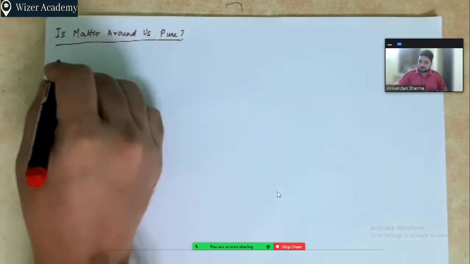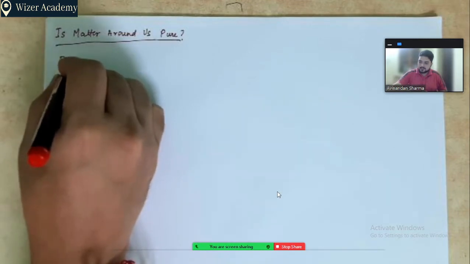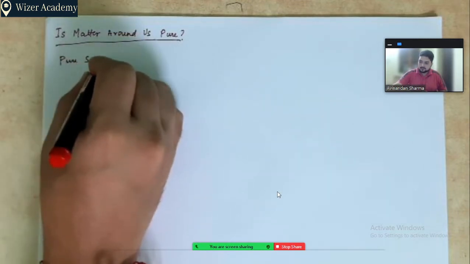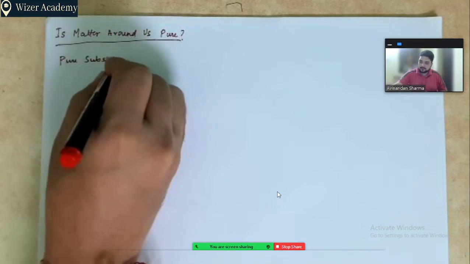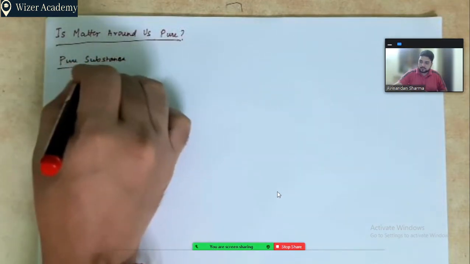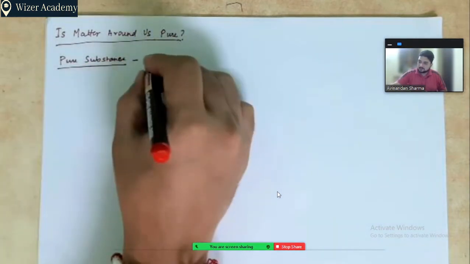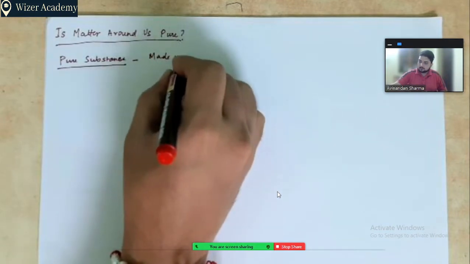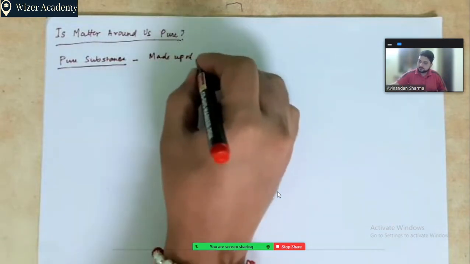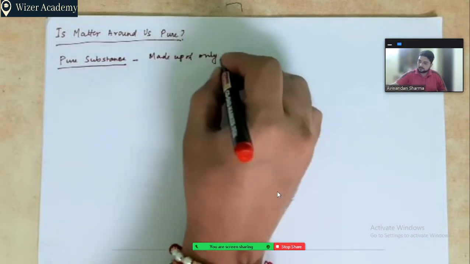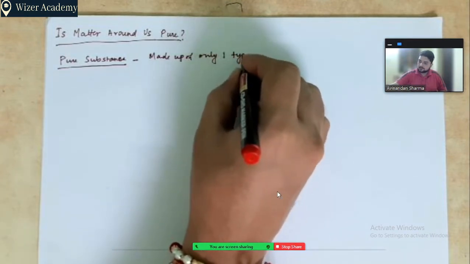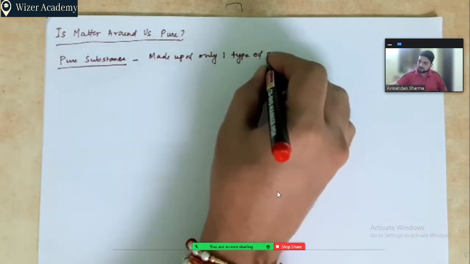Pure substances are those which are made up of only one type of particles. They are known as pure substances.